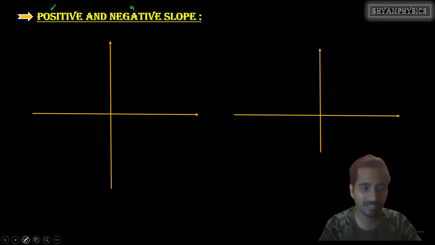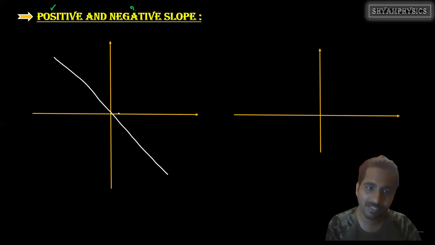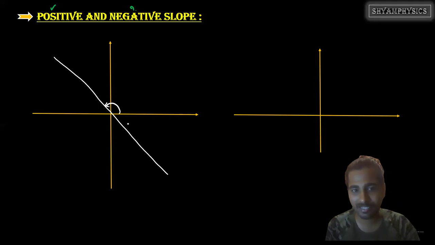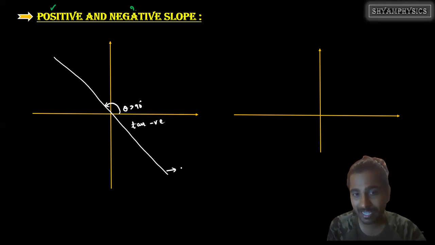Okay, negative intercept. Again, I will go here with a different axis. For example, one by one, I'm writing the line which is passing exactly here. First line, check once. This theta is greater than 90 degree. If it is greater than 90 degree, then tan theta will be negative. If tan theta is negative, for this line slope is also negative.